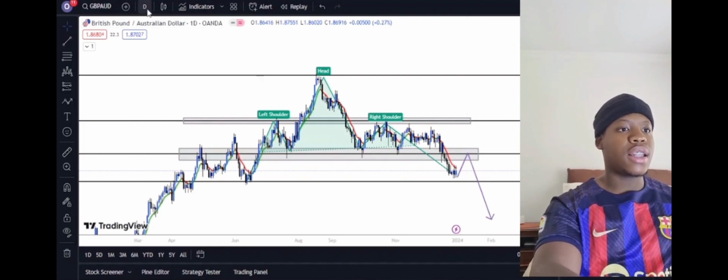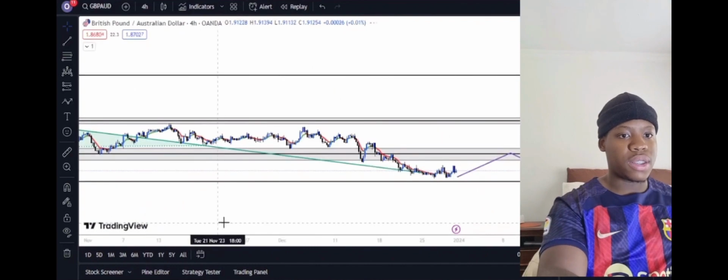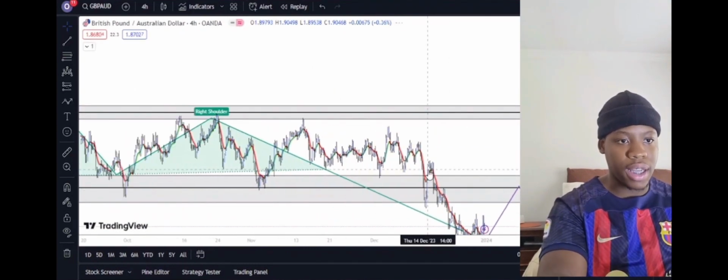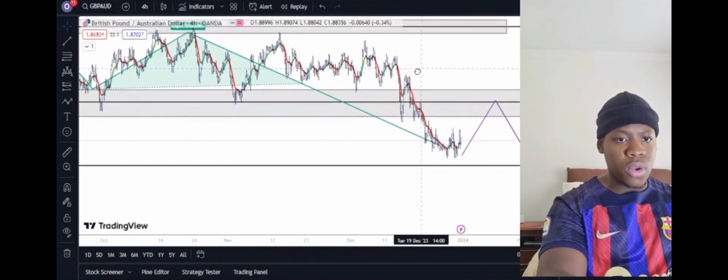But like I said, guys, it's still a little bit early. We're only on the daily time frame. Let's just jump into the 4-hour time frame so that we can see more movements. The more movements, the more we're having a GBPAUD, guys. You know how it is. So yeah.